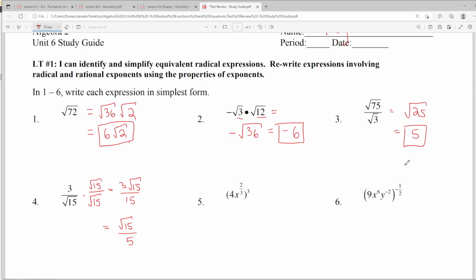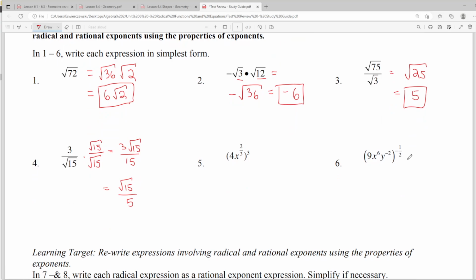All right, now I'm going to use some exponent rules. First I'm using the product rule. So 4 to the third power times x to the 2/3 to the third. 4 to the third is 64, and here we multiply 2/3 and 3, so the 3 would cancel with the 3 in the denominator, so I get x squared.